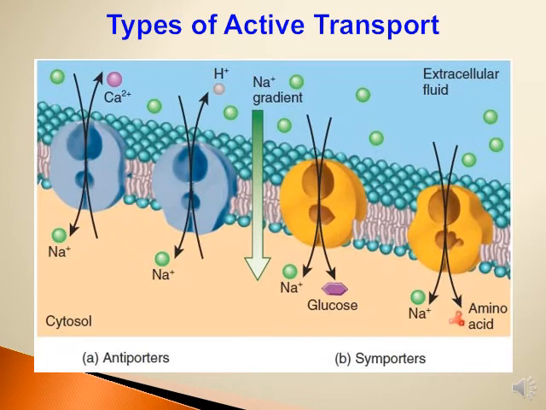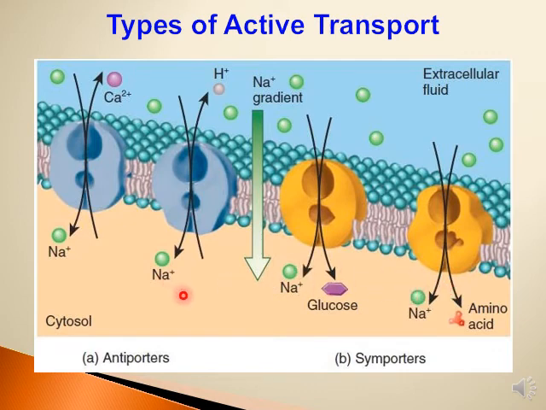So as you can see here, we have symporters like the sodium-glucose symporter or co-transporter, and we have the sodium amino acid symporter. You can see that the sodium gradient that was generated by the primary active transport is driving those secondary active transport systems.